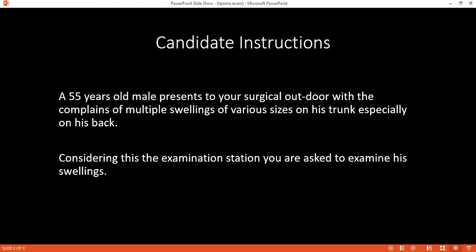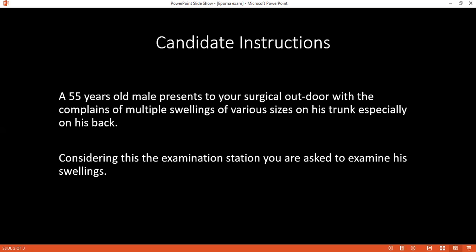Then I will first look for the local rise of temperature with the back of my hand. Then I'll check for tenderness over the swelling. Then I will check for the surface of the swelling. I'll feel with the fingers of my hand, the palmar side. Then I will feel the edge of the swelling with the pulp of my fingers.